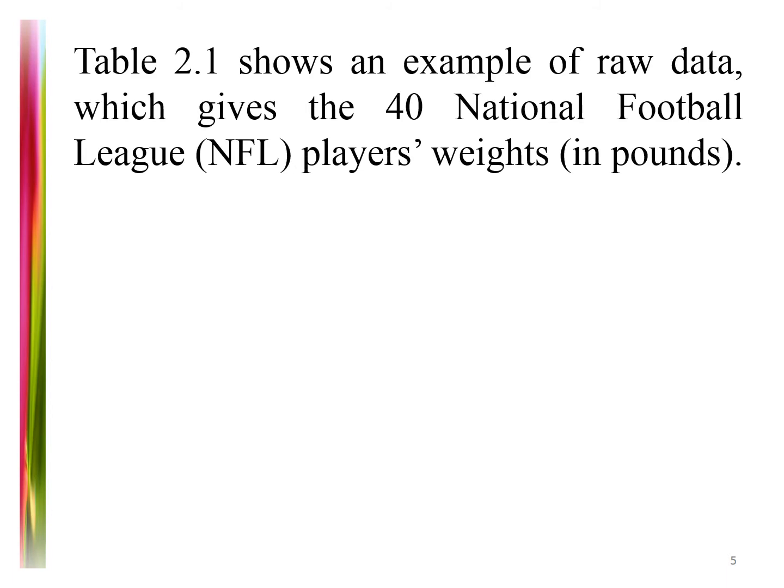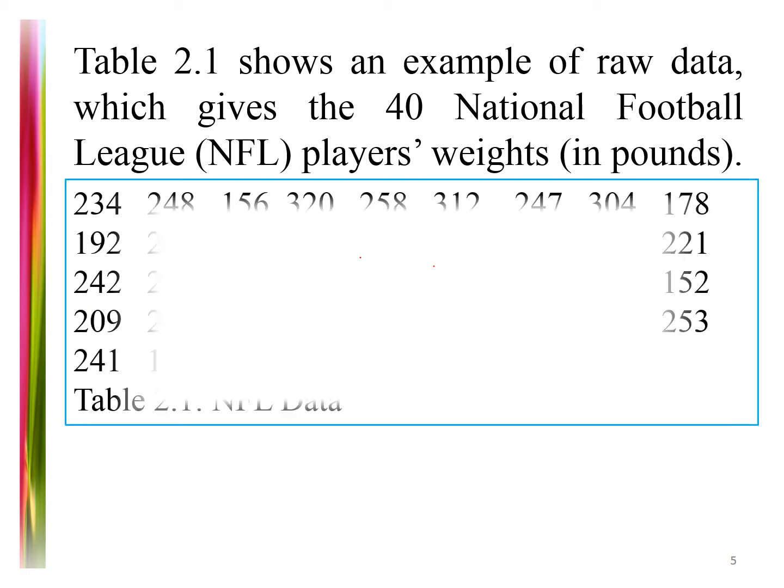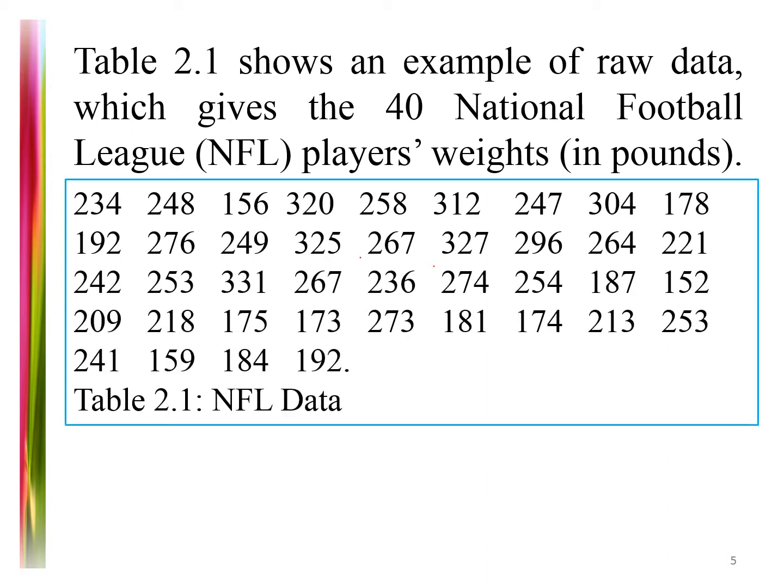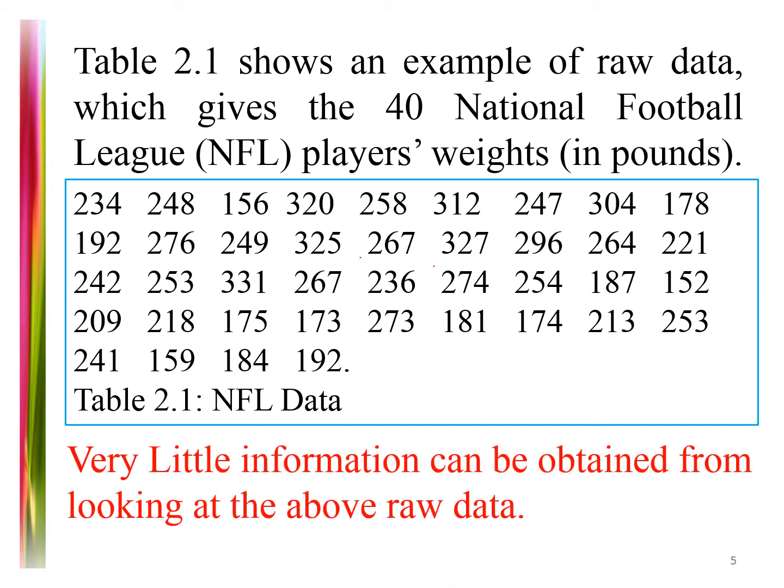Table 2.1 shows an example of raw data, which gives 40 National Football League players' weights in pounds. So we have 40 observations for the NFL players' weights. This is our initial collected data, so it is raw data. Very little information can be obtained from looking at the raw data above, so we must change it in a meaningful way.